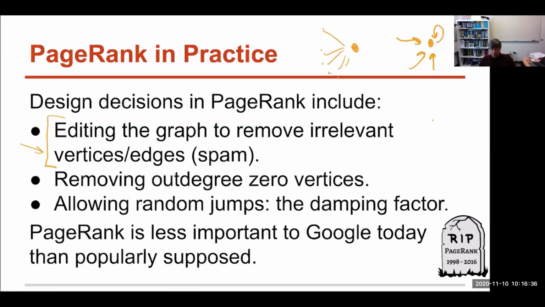And that could be by explicitly adding edges. It could be by allowing random jumps to other vertices. But bottom line, PageRank is a good way to get a feature out of vertices, to reflect how important it is or is not. Any questions about PageRank? Okay.